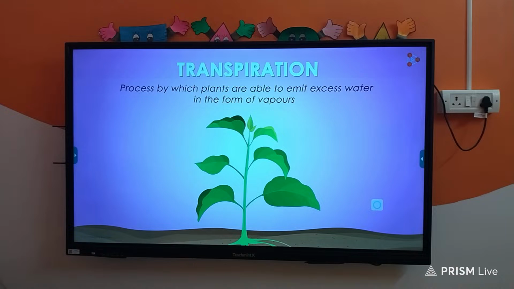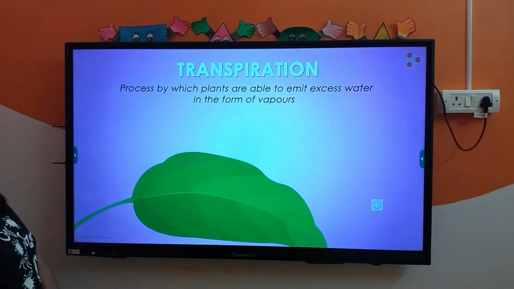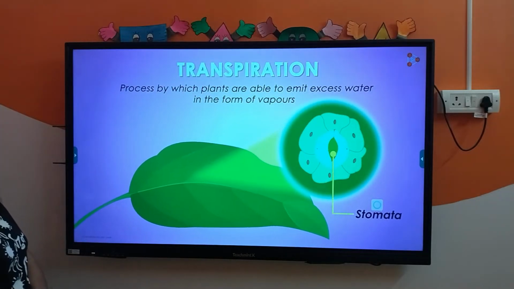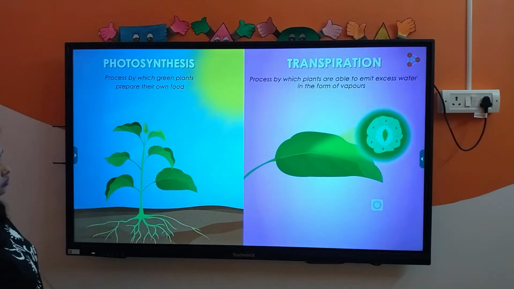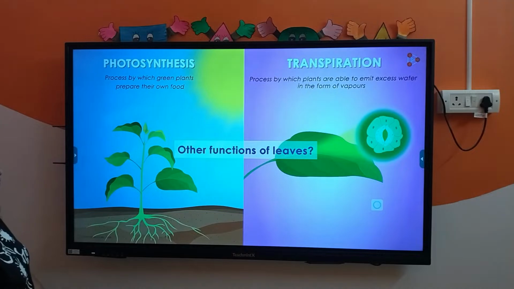So what will be involved in transpiration? Any guesses? The minute pores called stomata will take care of this process. We have already seen that stomata are responsible for gaseous exchange. That means the water vapor will be emitted from these pores. After learning about these two major functions, can you tell me if leaves have any other function? Are the leaves in all plants the same or are they modified for serving other functions as well? Let's answer these questions in the next video.